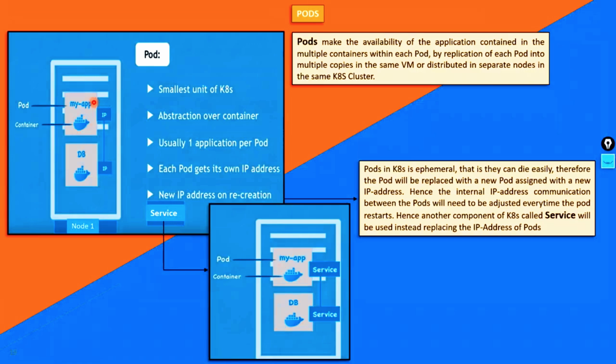Because basically the container does not have an IP address. If you have learned Docker, you will see when you create a container, you create it with a container port, but that's all. You do not have any IP address. So how will one container communicate with the other container? That is a bit difficult.